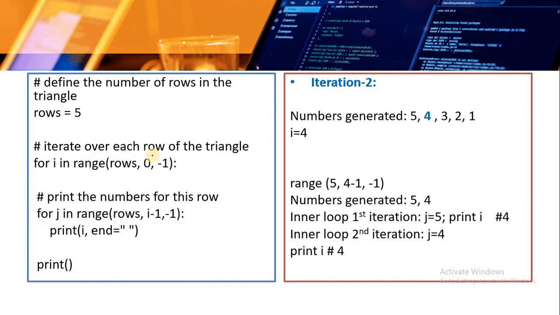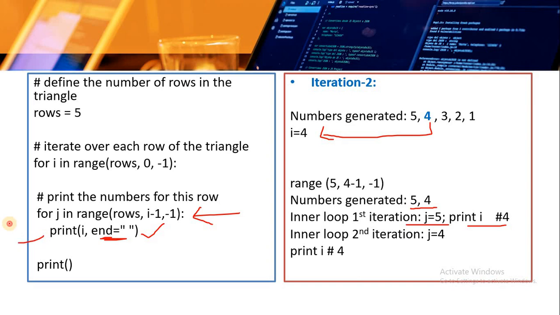Whenever the control reaches the outer for loop, in the second iteration, the second value will be assigned to i, that is 4. Entering into the inner loop, the range function becomes 5, 4 minus 1, because i value is 4 in this iteration, step -1. So 5 comma 3. The numbers generated are 5, 4. In the first iteration, the first value will be stored into the variable j. But we are not printing j. We are printing i, where i value is 4, so 4 will be printed. After that a space is created.